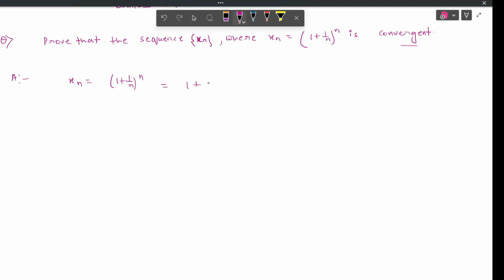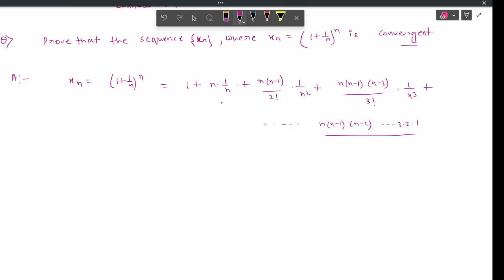that is 1 plus nx plus n into n minus 1 by 2 factorial into x square plus n into n minus 1, n minus 2 by 3 factorial into x cube, that is 1 by n cube. And in this manner, n into n minus 1, n minus 2 and so on, because it is decreasing, divided by 1 factorial, 2 factorial, 3 factorial, so the last one would be n factorial, into 1 by n to the power n, right?